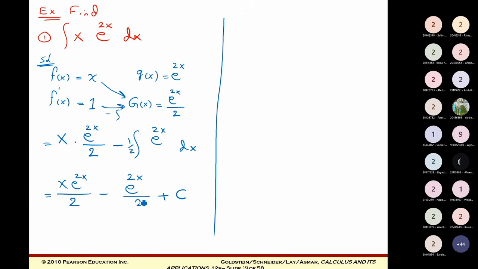So we have over 4. Another way, look at this. If we have x and e to the power 2x, we can find the derivative of x equal 1, the derivative of 1 equals 0. But on the other side, we must find the integral. Integral of e to the power 2x equal e to the power 2x over 2. Also, again, integral of e to the power 2x over 2, this is e to the power 2x over 4. Okay? This is another way.